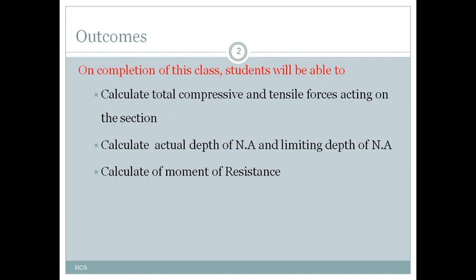After comparing the depth of neutral axis and the limiting depth of neutral axis, we get the type of section, whether it is a balanced section, an under reinforced section or an over reinforced section. Based on that condition, we go for the calculation of moment of resistance.